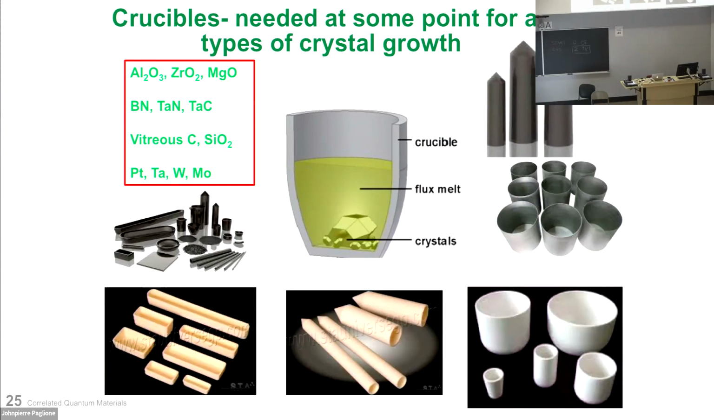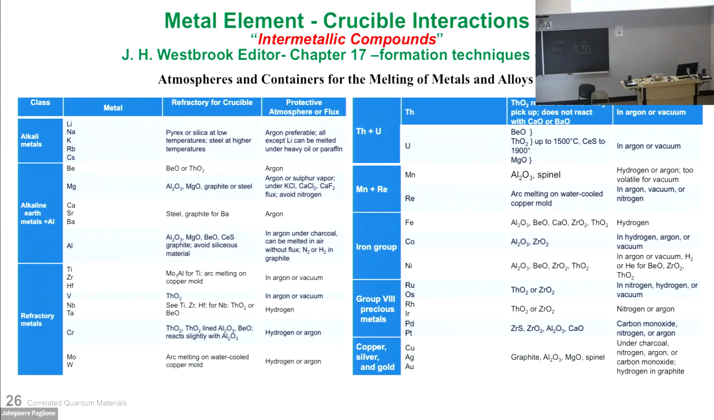Thank you. Okay. So there's a lot of different crucibles that you could use. You use aluminum a lot. Maybe manganese oxide. And there's also some metallic. So how do you decide which one you should use? Well, as it turns out, this has been looked at in the past. And this is from a book called Intermetallic Compounds. It was published in 1967.